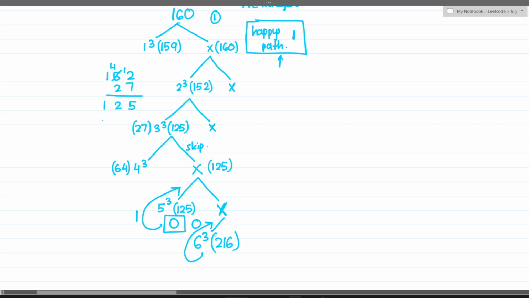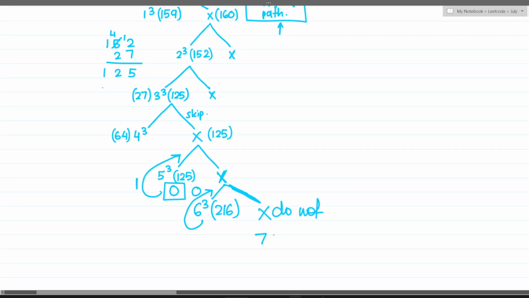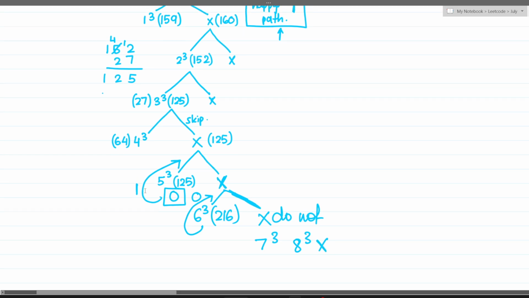And since this number is in itself bigger than what we are trying to make, do you think that we need to explore the not take path? We do not even try to explore this path, because if taking this number doesn't help you, skipping it is also neither going to help you, right? Because this is in itself bigger than what we are trying to make. So 7 to the power 3, 8 to the power 3, they are very obviously out of the picture.